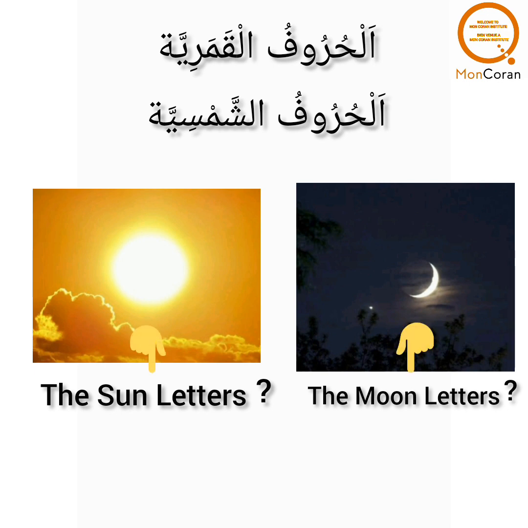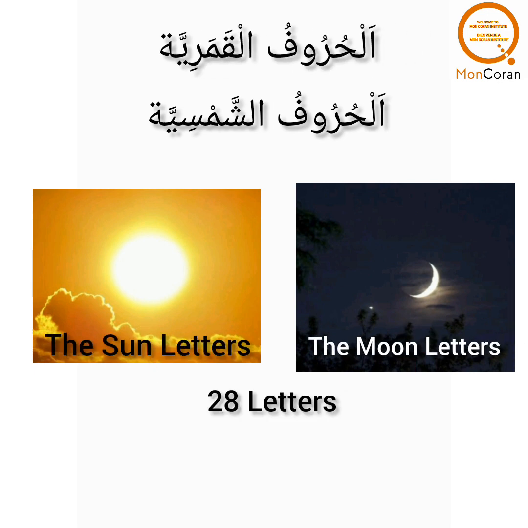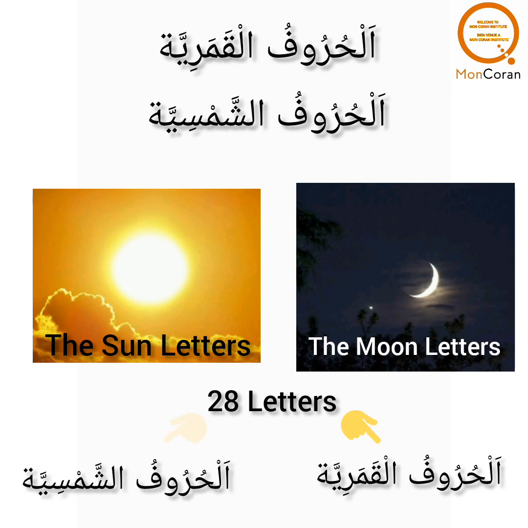And the answer to that is that the huruf al-hijaiyya, the 28 letters which we've learnt already from the Quranic alphabet, they are divided or categorized into two categories, which are al-huruf al-qamariyya, the moon letters, and the second category, al-huruf al-shamsiyya, the sun letters.